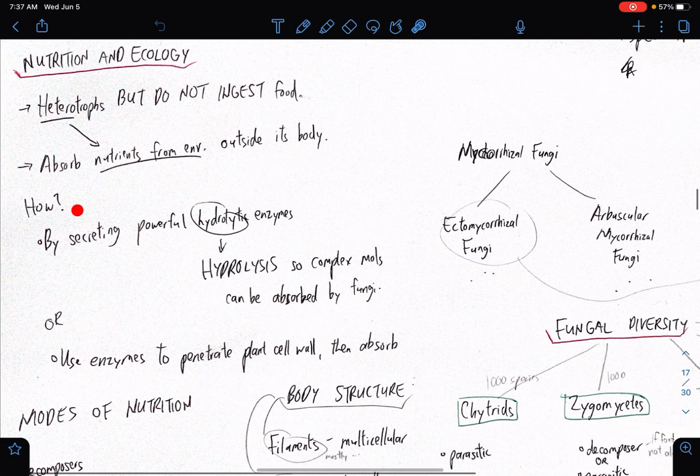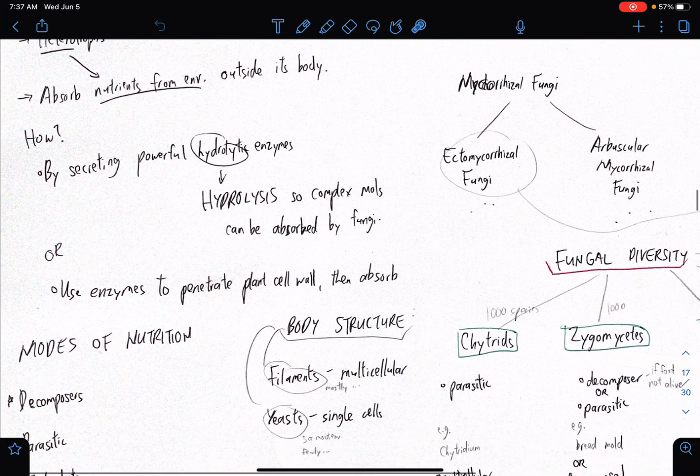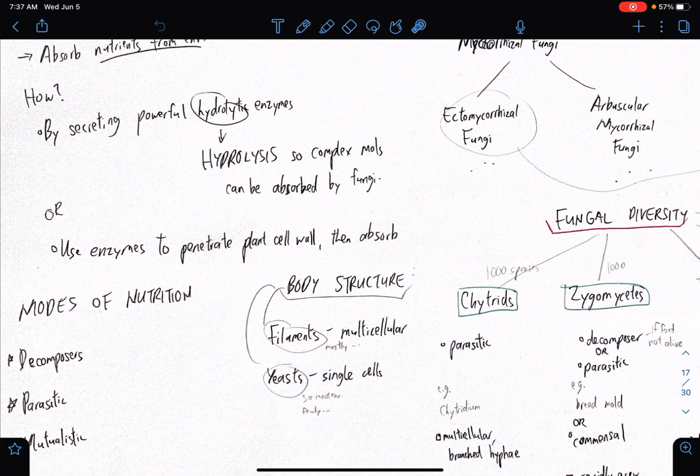How? This is through the secretion of powerful hydrolytic enzymes. There is a process called hydrolysis, so that complex molecules can be absorbed by fungi. Another way is the use of enzymes to penetrate the plant cell wall and then absorb.